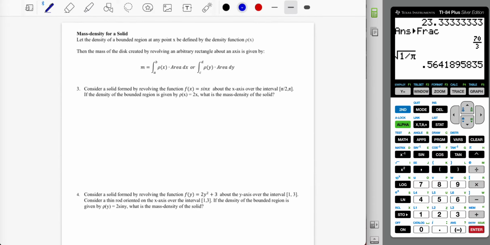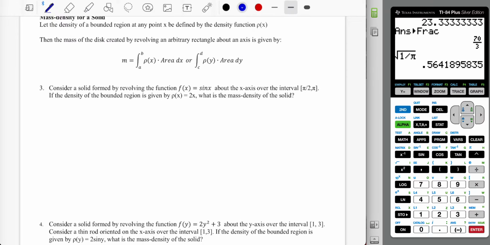All right, so looking at page 44, we're going to tackle the situation where you have some kind of solid that's formed that's not necessarily just relegated to being a thin rod. All right, so we'll jump right into it because it's based off of the same theory from the previous page.